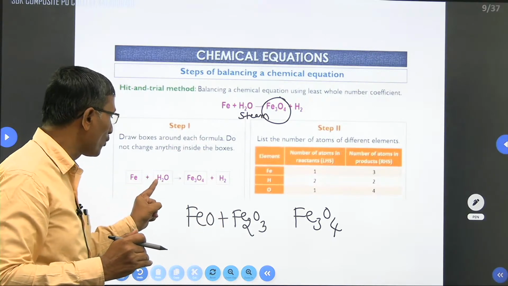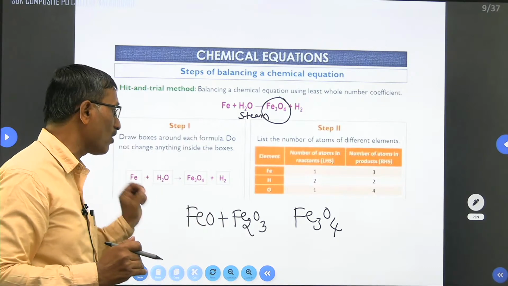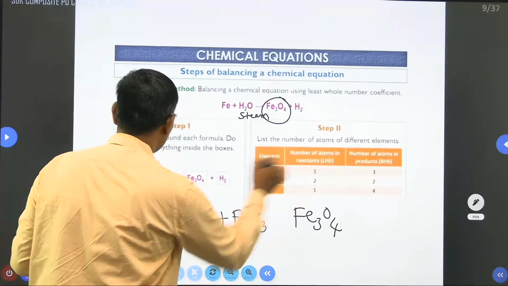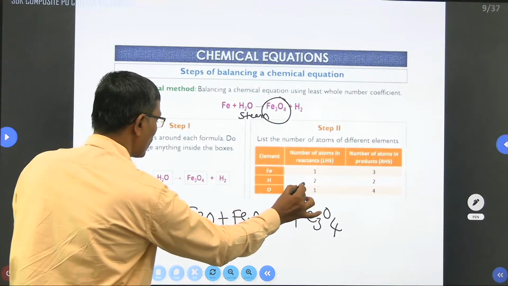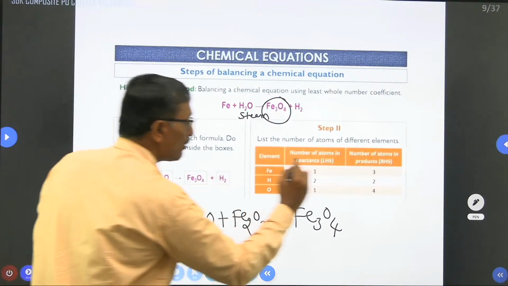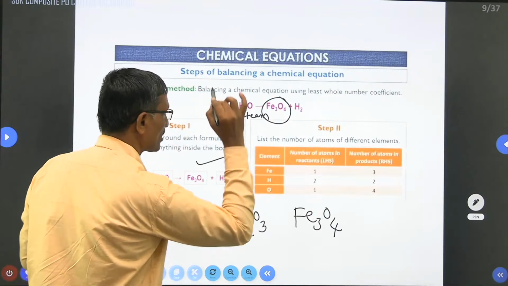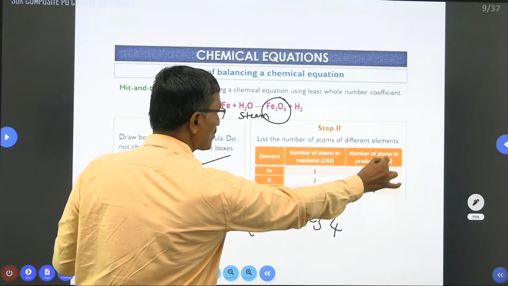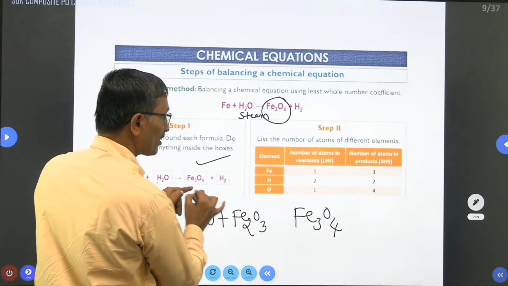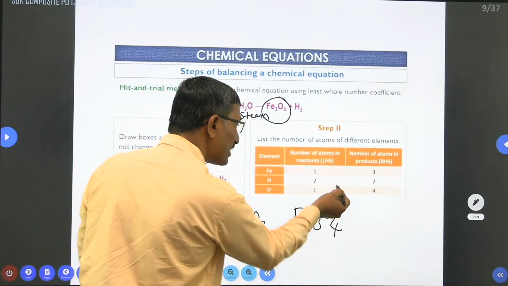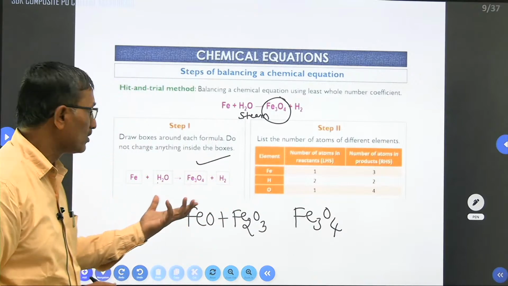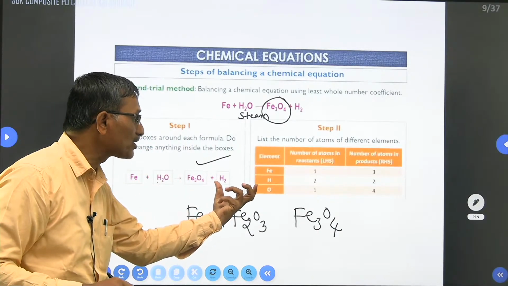Only iron, hydrogen and oxygen elements are there. The number of atoms on the reactant side: iron atoms, how many are there? 1. What about the hydrogen? 2 are there. Oxygen 1 is there. If you look at the product side, students, the number of iron atoms there is 3. Hydrogen atoms, 2 are there. Oxygen, 4. Is it balanced? No. So this is not a balanced one.